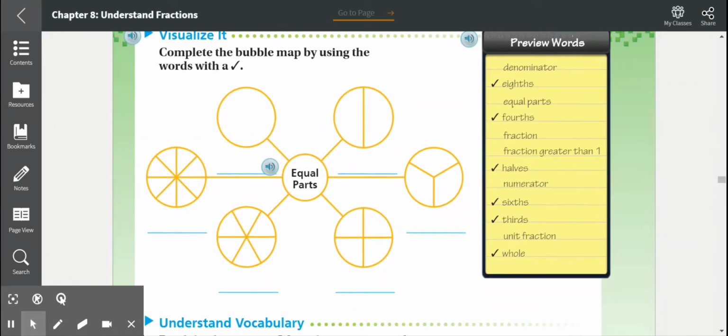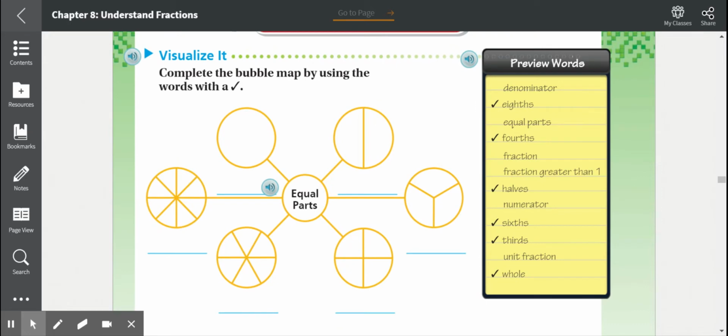So what we were about to do was take these preview words and put them where they belong in this bubble map. In this center, it says equal parts. Look at this shape, this circle here. It's broken into two equal pieces. We would call those halves.